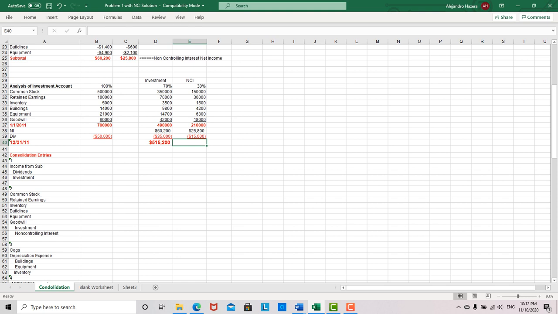And then the non-controlling interest. So your investment account should have a balance of 515,200. The non-controlling interest, the beginning balance, their beginning interest was 210,000, which is 30% of the 700,000. Add in their share of income, which is from the calculation up on top, and just take out their share of dividend, which I picked off from the statement of retained earnings, and the ending non-controlling interest is 220,800.